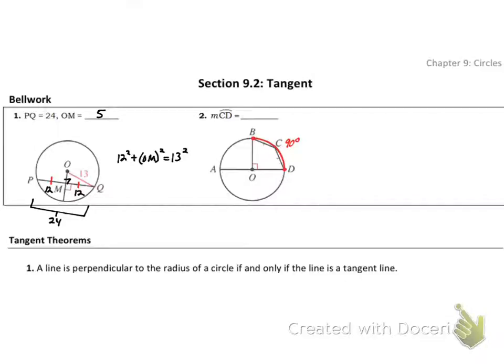And what we also have to recognize is if my chords are congruent, that means the arc they subtend is also congruent. So if this is congruent to that, that means this arc is congruent to that. So I'm just going to take 90, divide by 2, and it's going to give me the old 45. Good?